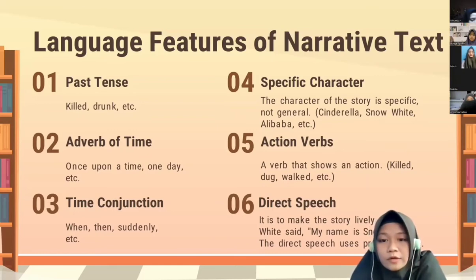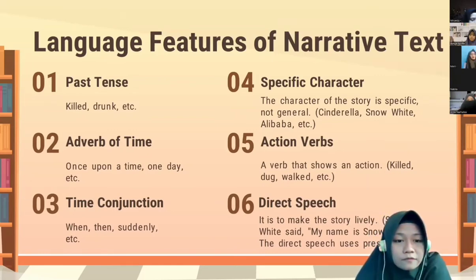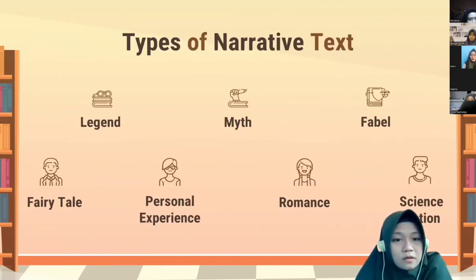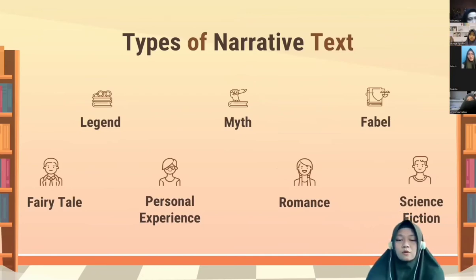And for the narrative text, actually, we have many types of narrative text. Here, as you can see, we have 7 types of narrative text. There are legend, myth, fable, fairy tale, personal experience, romance, and also science fiction.